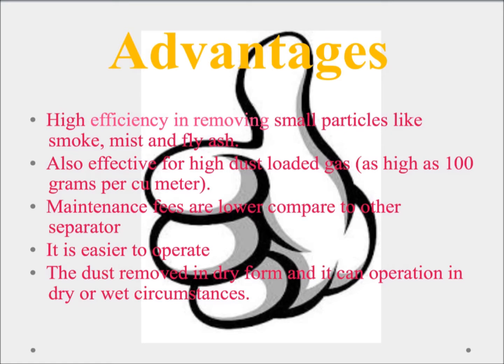The advantage of using it is that it has very high efficiency in removing small particles like smoke, mist, and fly ash. Normal mechanical collectors cannot remove small dust particles below 10 micron. However, the electrostatic precipitator can do that. Under these circumstances, the electrostatic precipitator has higher efficiency than other normal mechanical collectors. It is also very effective for high dust loaded gas. Its efficiency is as high as 99.5%.